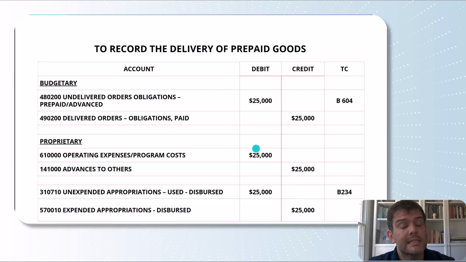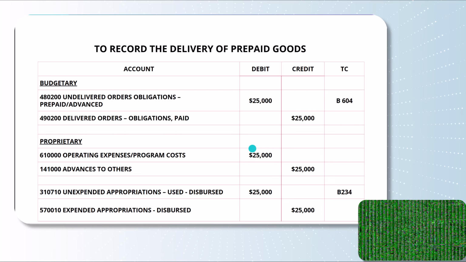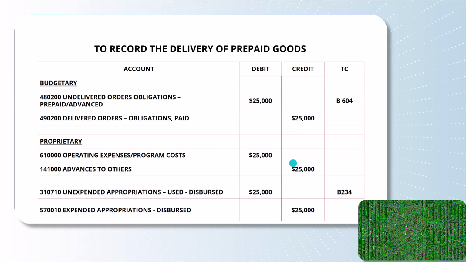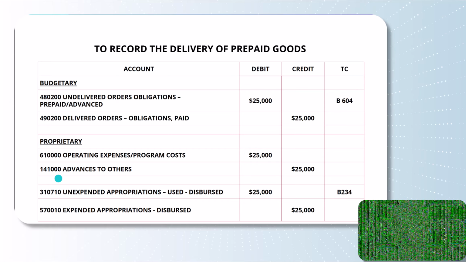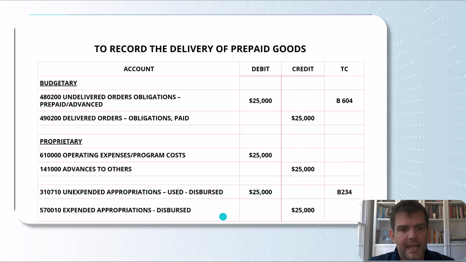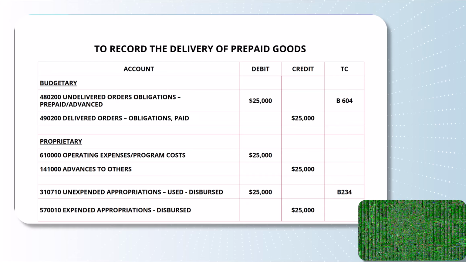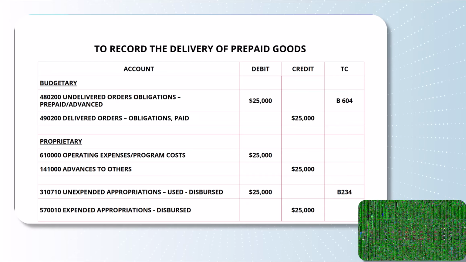And now, since we receive the goods, right, we record that expense, 6100, and then we reduce our advances, our 1410. Now we also want to record our unexpended appropriations used dispersed and record our 5701 expended appropriations dispersed. And we use the transaction code B234 for that.